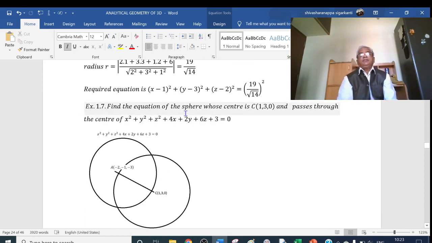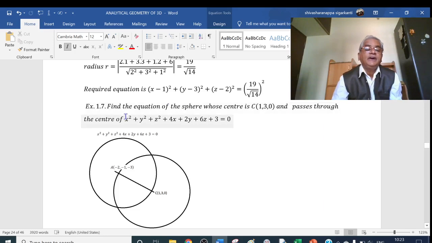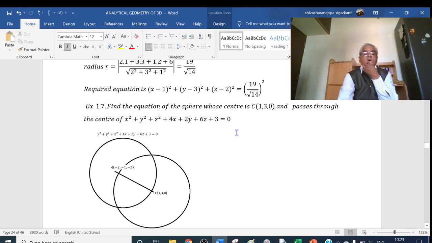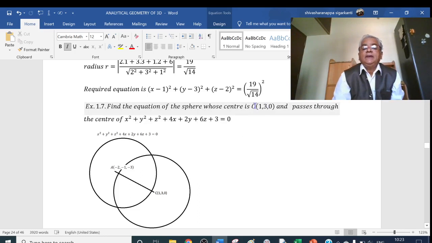Find the equation of the sphere whose center is (1, 3, 0) and which passes through the center of another sphere. That sphere is x squared plus y squared plus z squared plus 4x plus 2y plus 6z plus 3 equal to 0. Okay. The center is given here. If I find the radius, then I can write the equation of the sphere.